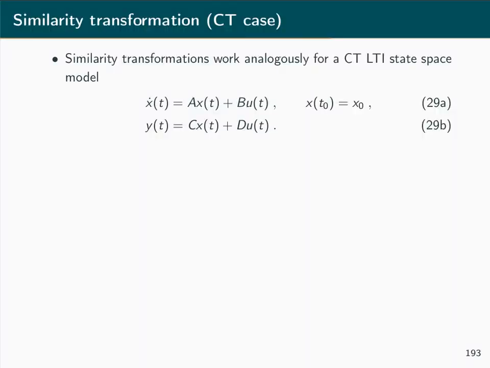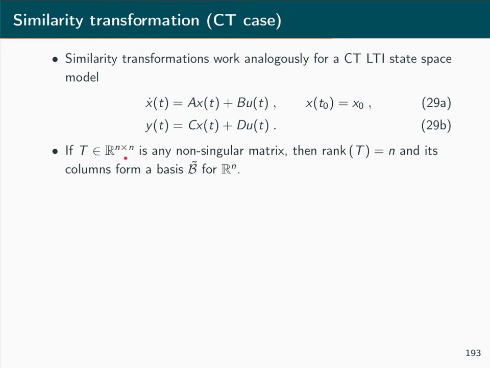On the next couple of slides, we will transfer the same concepts that we have defined for discrete time systems to continuous time systems. The whole thing is pretty much analogous, and therefore we go through this fairly quickly. First, we can define similarity transformations analogously for continuous time systems, where T is again a non-singular matrix with rank of T being equal to n, and the columns of T form a basis B tilde for the space R^n.